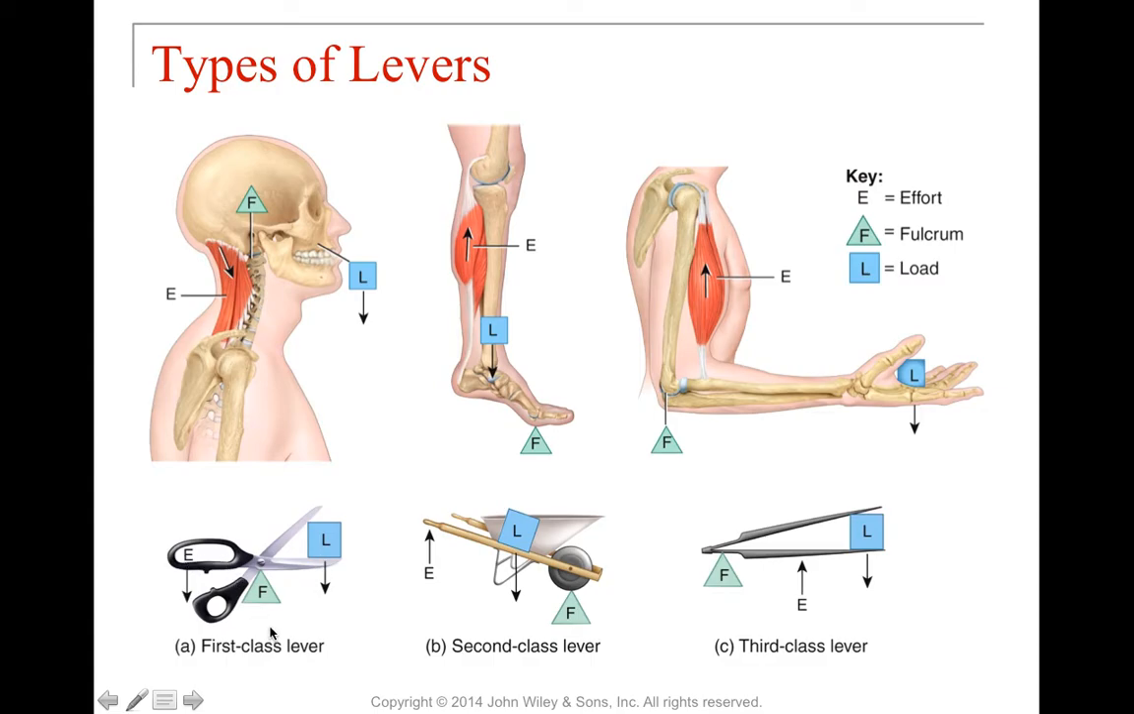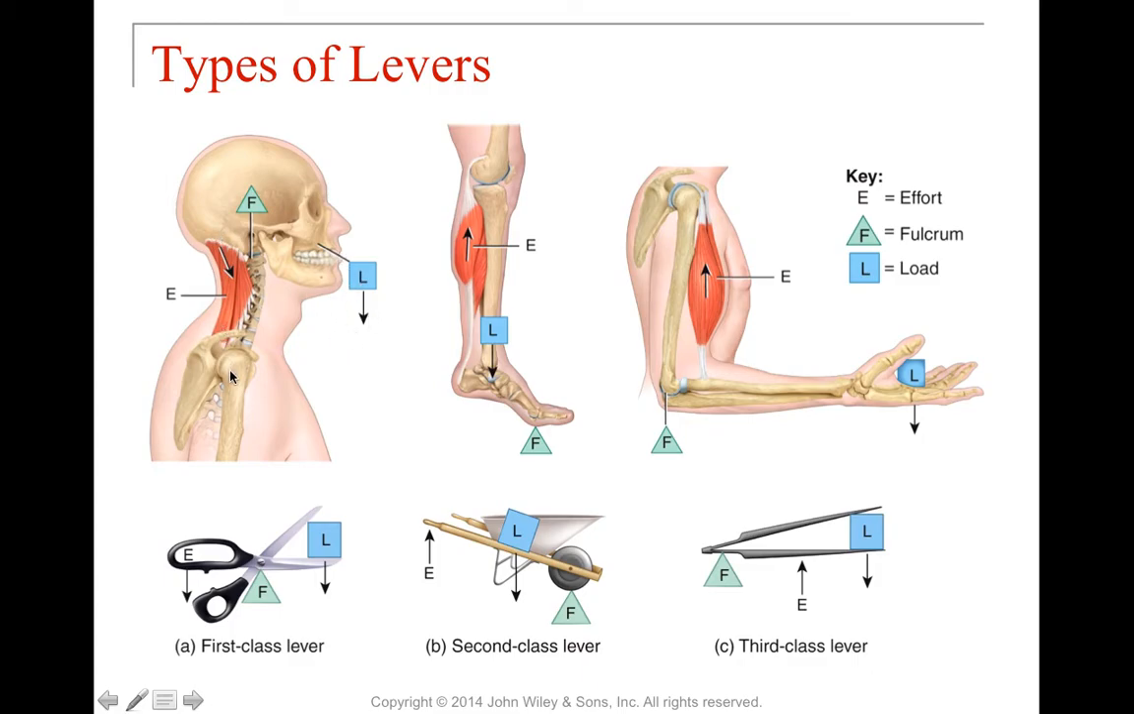A first-class lever has the fulcrum right in the center. When the fulcrum is in the center, the effort going down can cause the load to move, like cutting through a paper, because in this case it would have weight going that direction. That's depicted here in your neck muscles. The fulcrum would be your cervical vertebrae, and the load would be the weight of your head up and down, right?